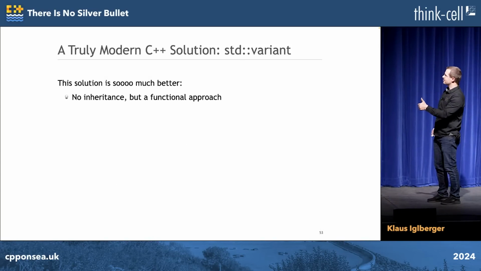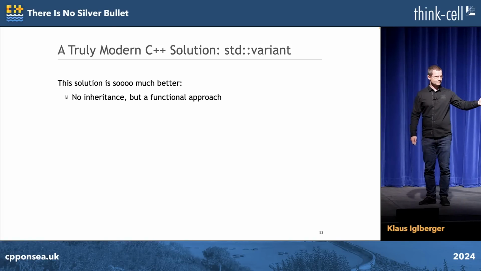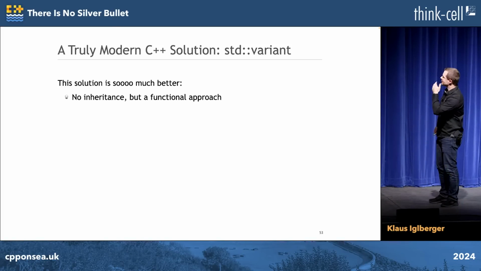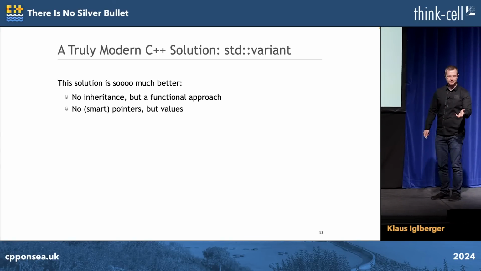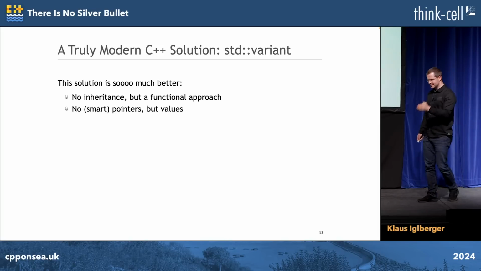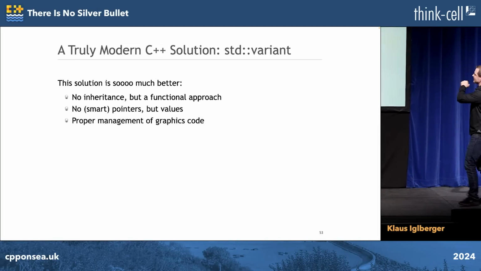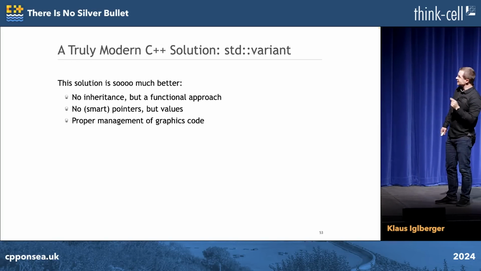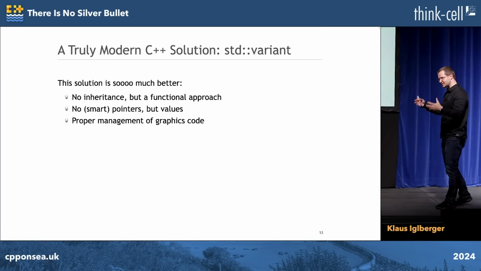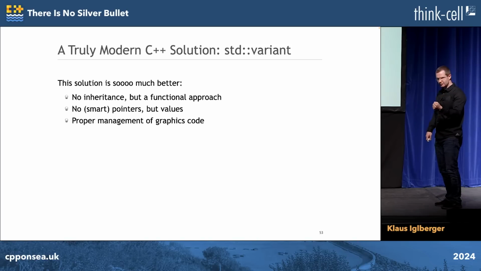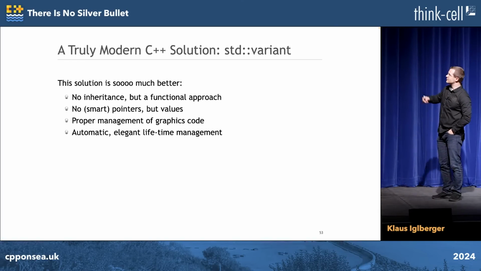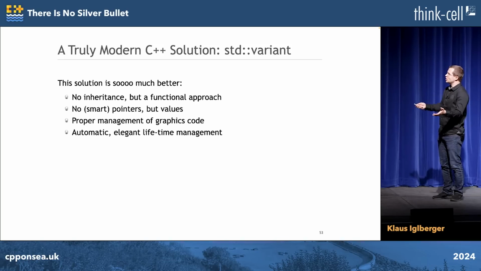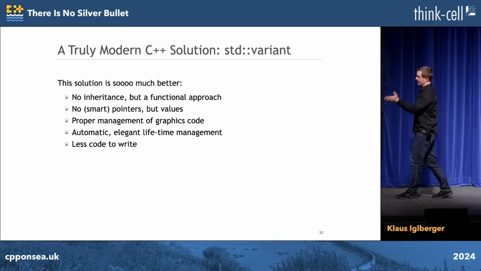There's no inheritance. But it's a much more functional approach. Pretty much functional program. There are no pointers, and especially also smart pointers. They are just values. Values everywhere, which is exactly what we are told on day one in the first talk. This is what we should do. Yay! I don't have to manage graphics code in the shapes, but it's outside. It's probably separated. Single responsibility principle. It's pretty elegant, also from a lifetime management perspective, because it's pretty much automatic storage. Yay! It's less code to write.